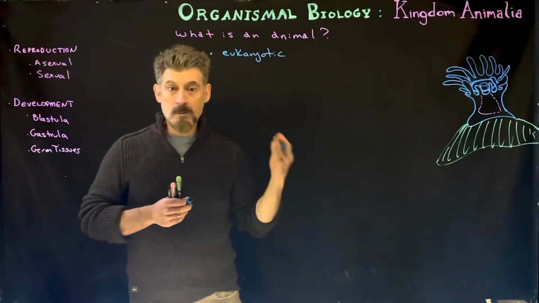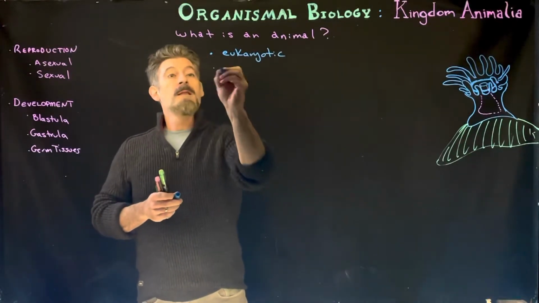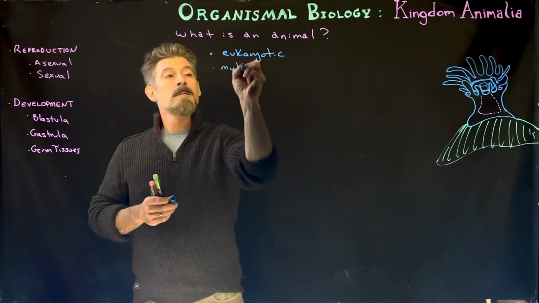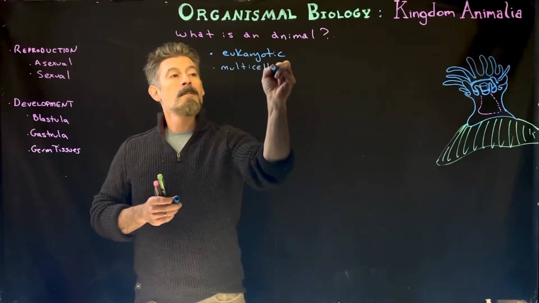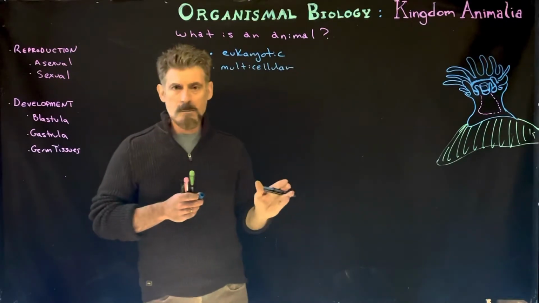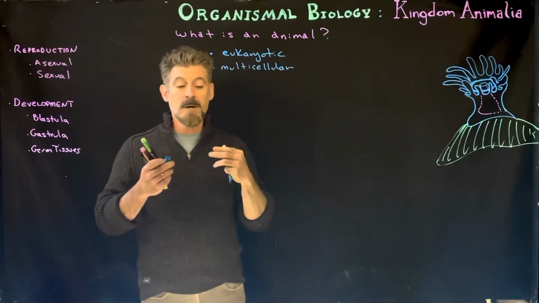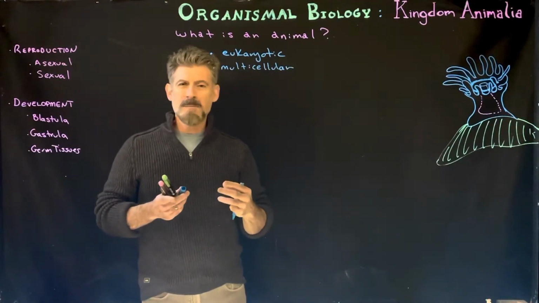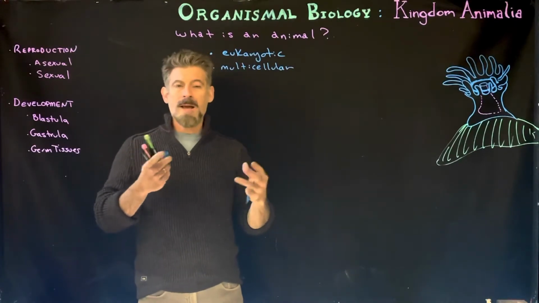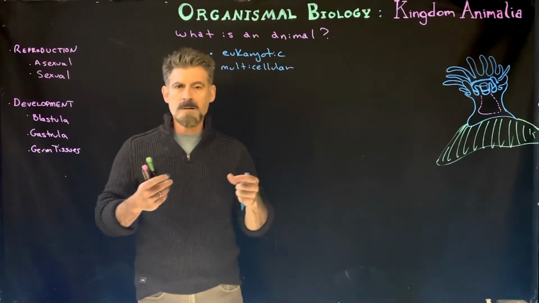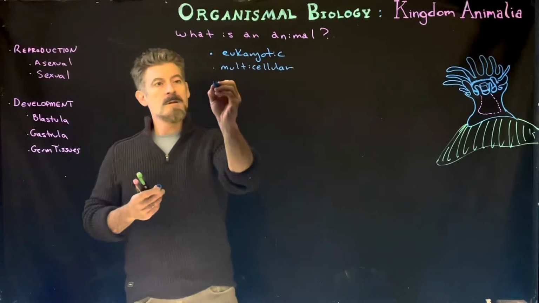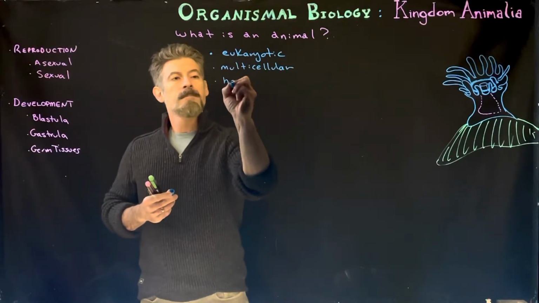All right, so they're all going to have eukaryotic cells. They are multicellular. All animals are multicellular. There are no single-celled animals. We have some protists that are sometimes referred to as the protozoa, which are the animal-like protists. They're single-celled organisms that are heterotrophic, which is our next thing here.